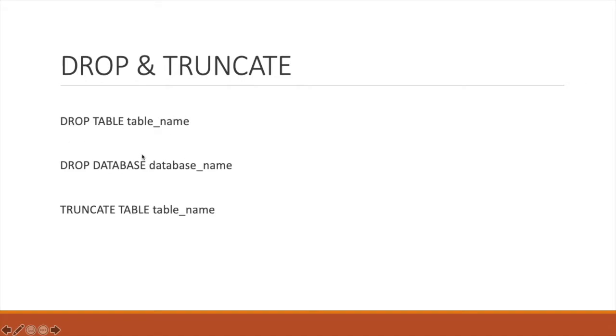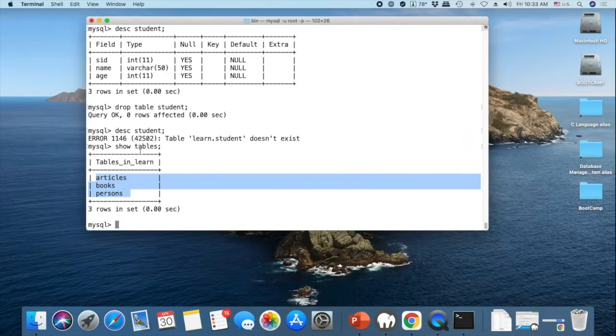Drop deletes the data and the table structure. Truncate deletes only the data, not the table structure. So in case you need to clean the table or delete all the data in the table, you can use truncate. And if you want to drop a table, you can do it in one go. The data and the table both will be deleted. And the same with the database. You can create a database and you can delete it using the drop command.